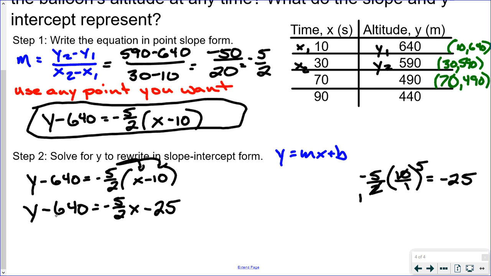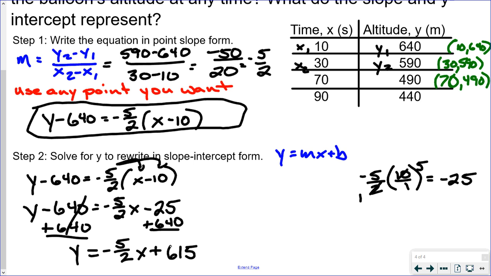And now I got one step left to get the y by itself. So I just add 640 to both sides. Cancel those out. And y equals negative 5 halves x plus, let's see, that would be negative 25, that would be 615. And so that's the equation written in slope-intercept form.